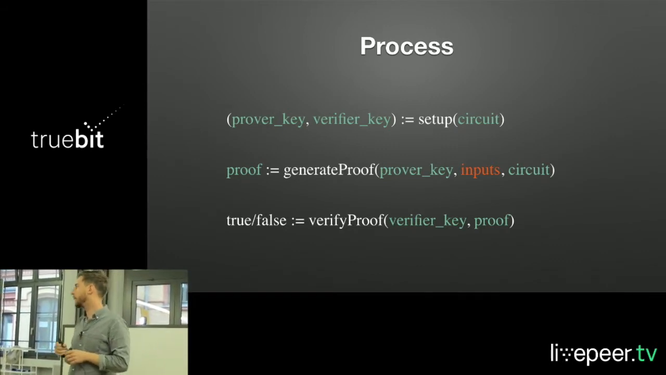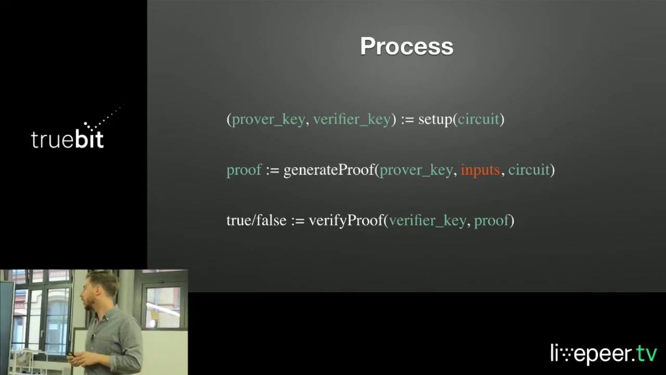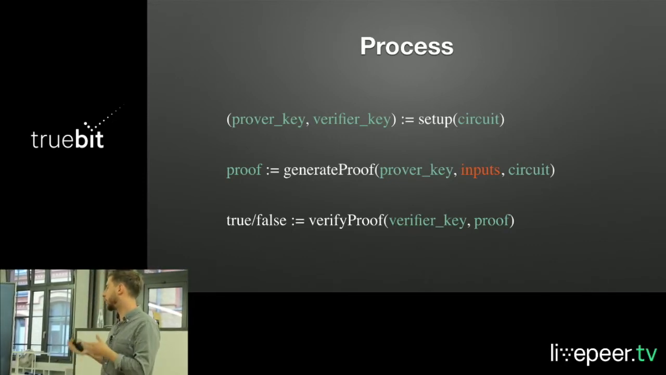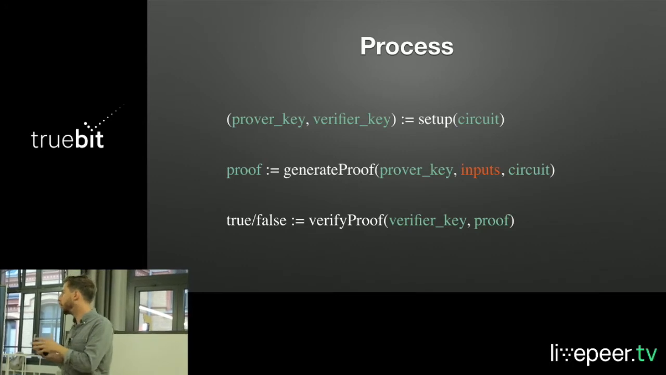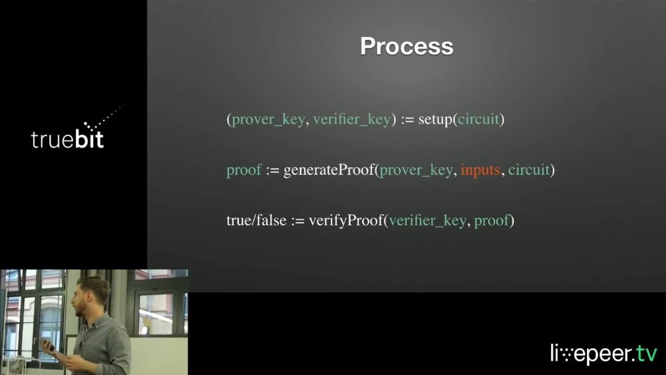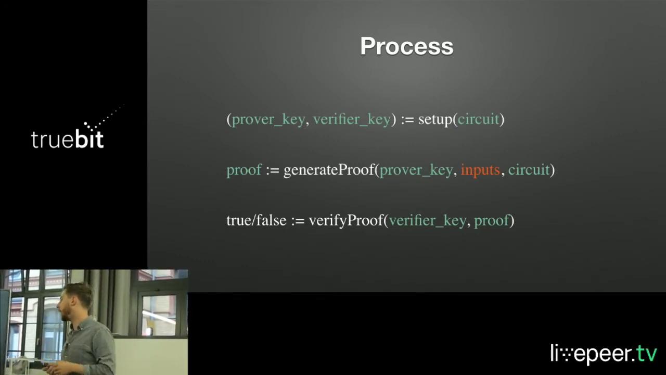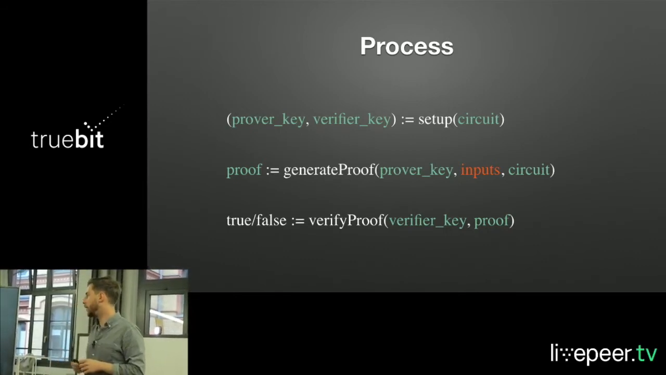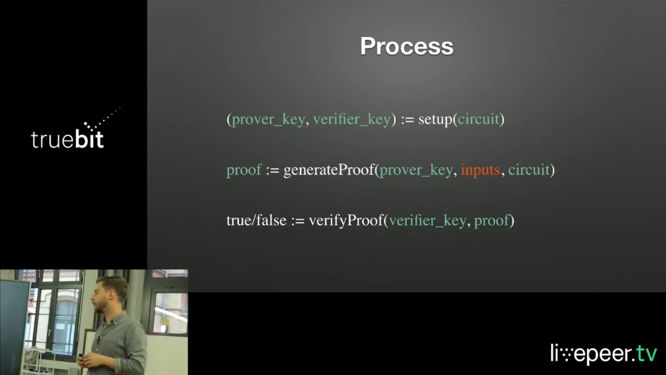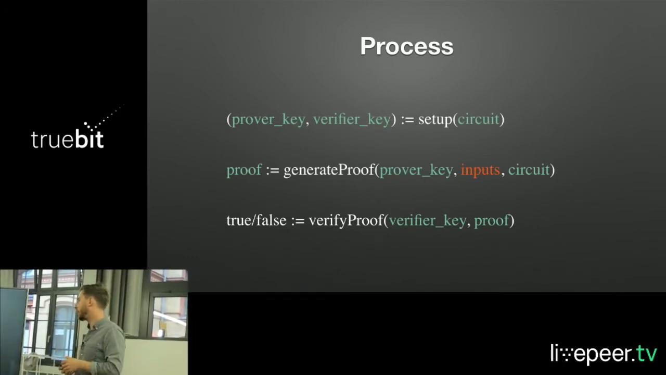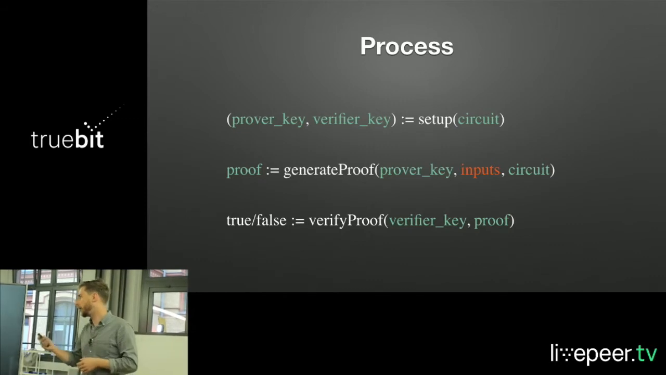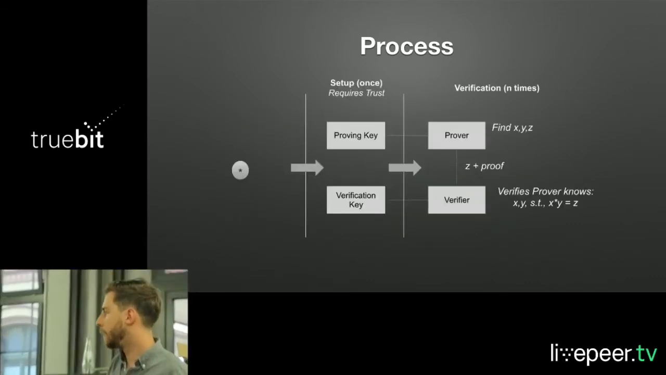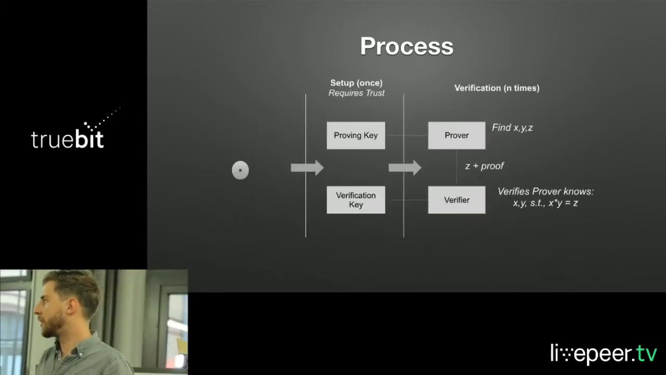After you did the setup phase, you can execute your program and then generate proofs that show that you executed it correctly, and then you can verify the proofs. For the proof generation, you need a proving key and can supply certain inputs, and for the verification of the proof you need a verification key and the proof that was generated beforehand. Here I showed it in just another way.